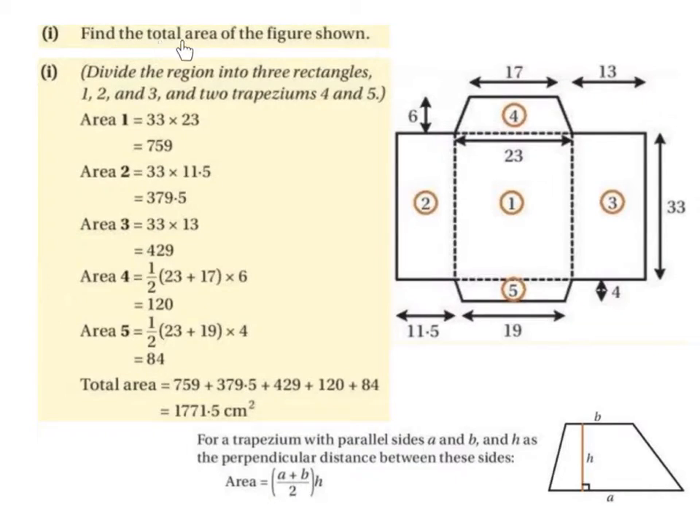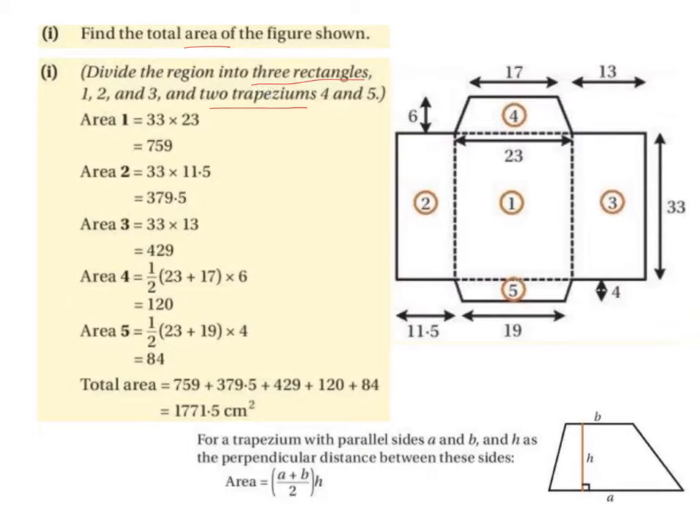So Part 1. Find the total area of the figure shown. So what we're going to do is divide the region into 3 rectangles. Rectangle 1, 2 and 3. So here we have rectangle 1, rectangle 2 and rectangle 3. And we're going to divide it into 2 trapeziums. Trapezium 4 and trapezium 5.